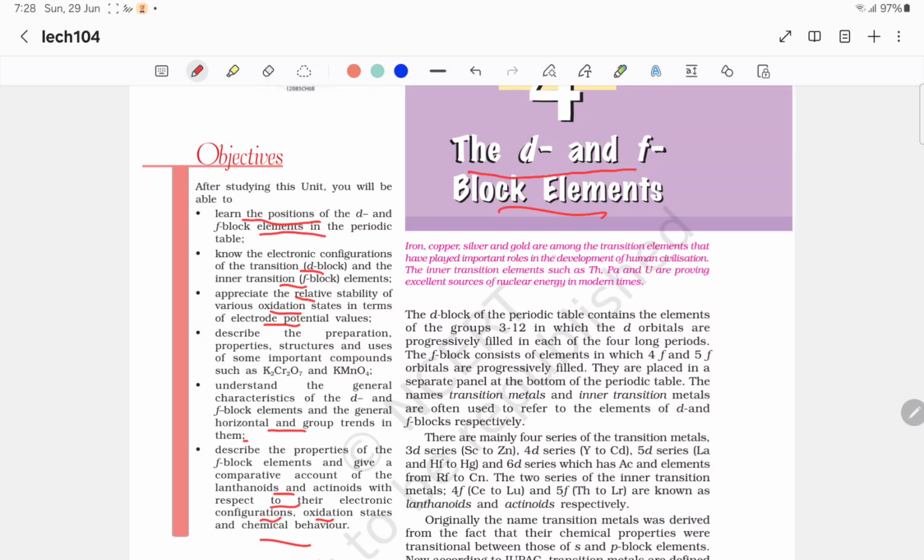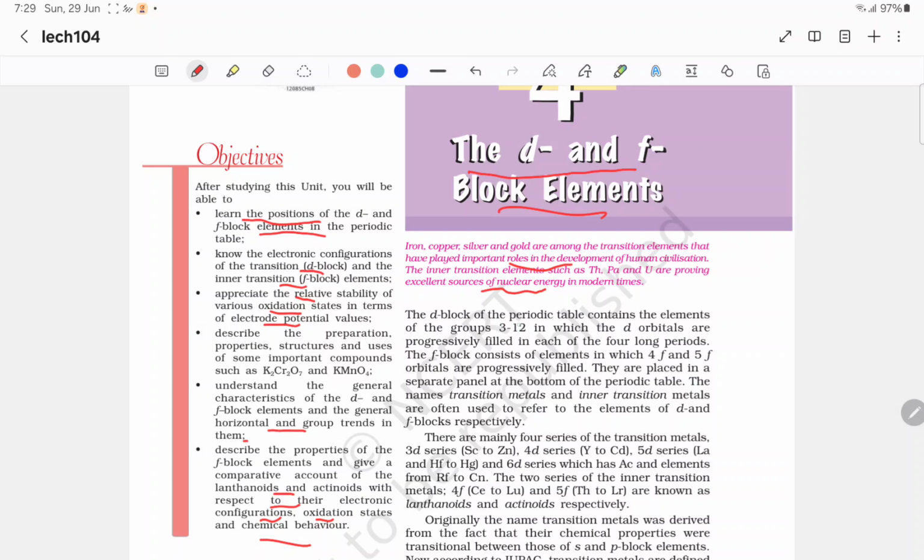Now, iron, copper, silver and gold are among the transition elements that have played important roles in the development of human civilization. The inner transition elements such as thorium, palladium and uranium are providing excellent sources of nuclear energy in modern times.